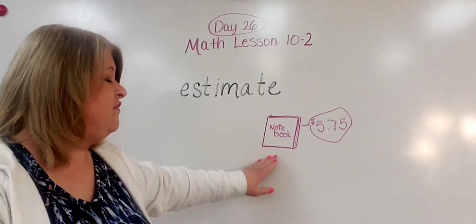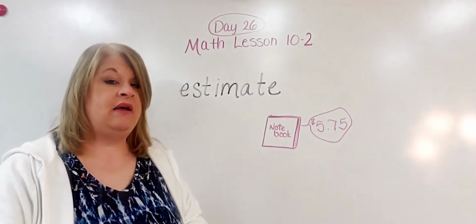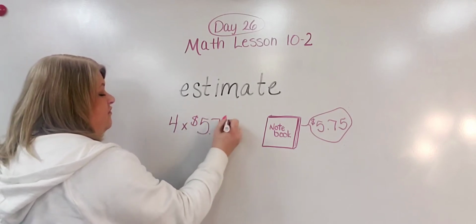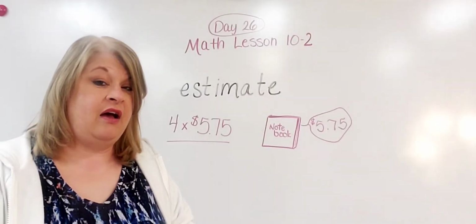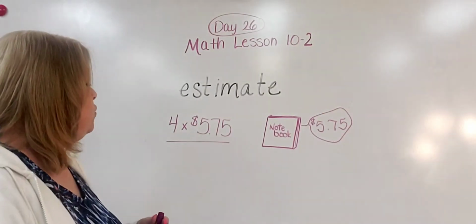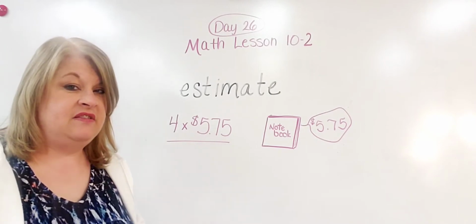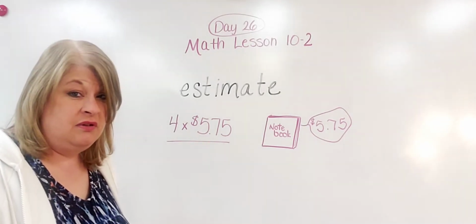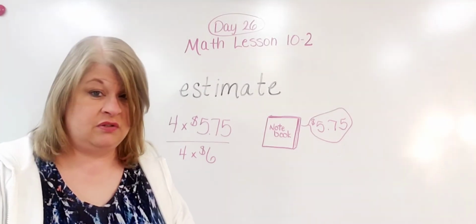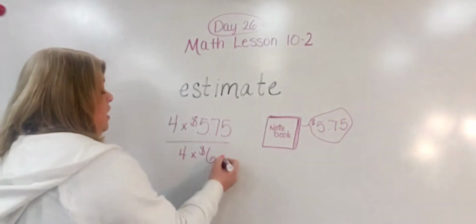So I want you to look here at the board. I have a notebook. And it is $5.75. It's a really nice notebook. So let's say I wanted to buy one for each of my 4 children. So I am going to have 4 groups of $5.75. Yes, I can multiply that out, but I don't need to know the exact amount. I will need to know about the right amount. So what I'm going to do is I'm going to look at this $5.75. And I'm going to say, $5.75 is about how many dollars? It's about $6. So in my head, I'm going to say 4 groups of $6. It's a whole lot less difficult than doing $5.75. So 4 groups of $6, how much is that?